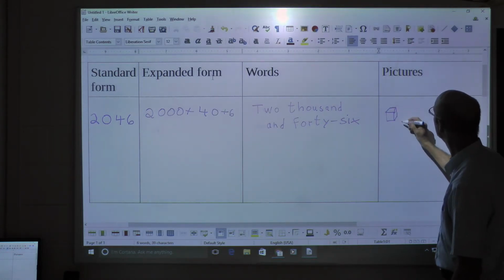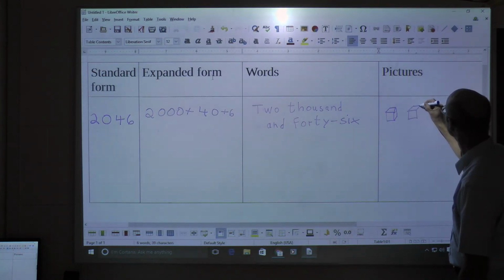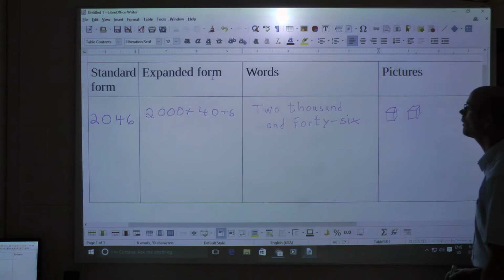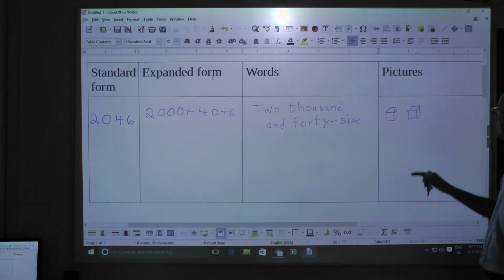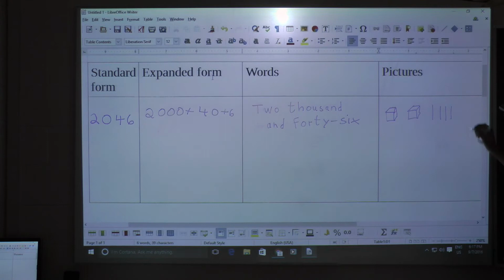But you've got your block here, that's 1,000. There's 2,000. I notice I don't have any flats because I don't have any hundreds. I do have 4 tens represented by the rods. And I have 6 units. 1, 2, 3, 4, 5, 6. I apologize for the squeaking.